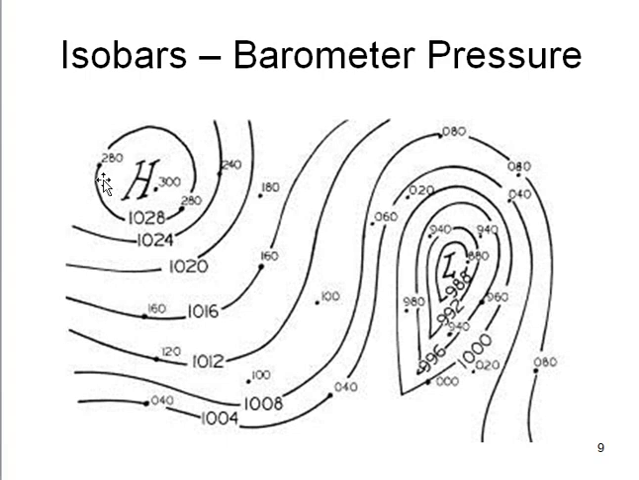Isobars, looking at the barometric pressure. So what that is saying is that right along this area, the barometric pressure is 1024, and as long as I'm staying along that line, the barometric pressure is not going to change.